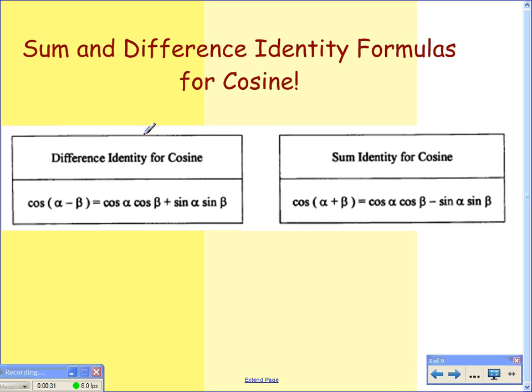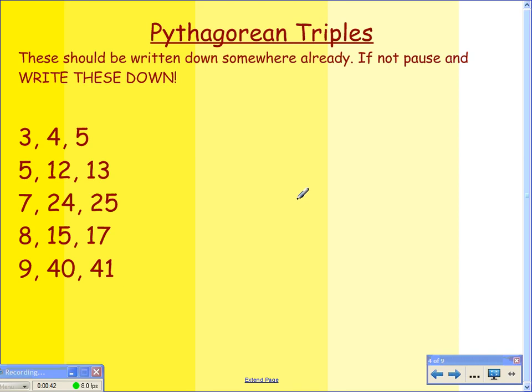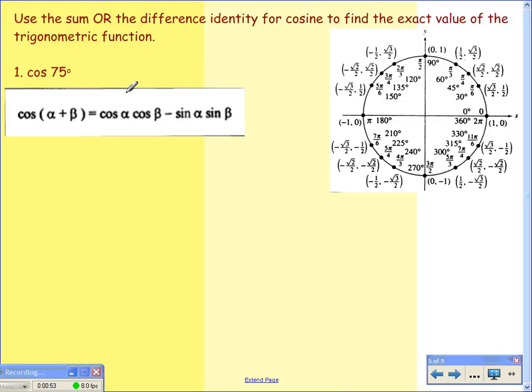Okay, so our formulas we're going to use today are the difference identity for cosine and the sum identity for cosine. They're on page 10 at the top of the page, so you can reference them there. Here are your Pythagorean triples. These should be written down from yesterday's notes. If not, pause this video and write these down. Let's move on to example 1.